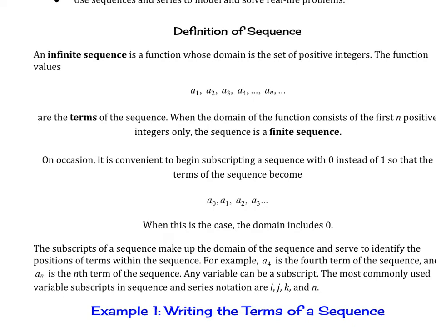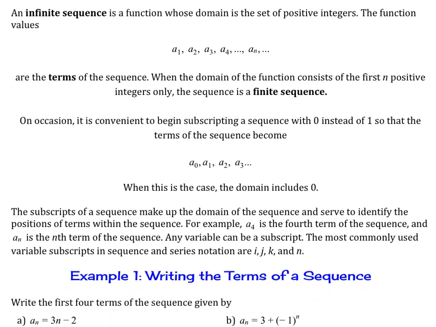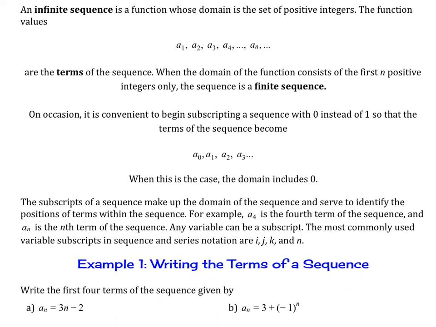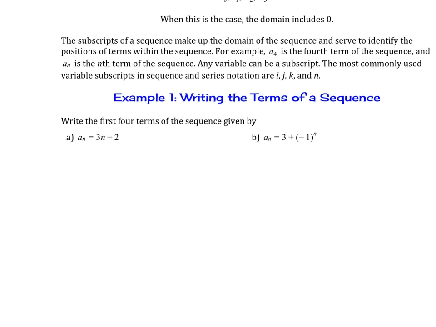Now, the subscripts of a sequence make up the domain of the sequence, and they serve to identify the positions of terms within the sequence. So, for example, a4 is the fourth term of the sequence. An is the nth term of the sequence. Any variable can be a subscript, for example, i, j, k, and n can also be used.